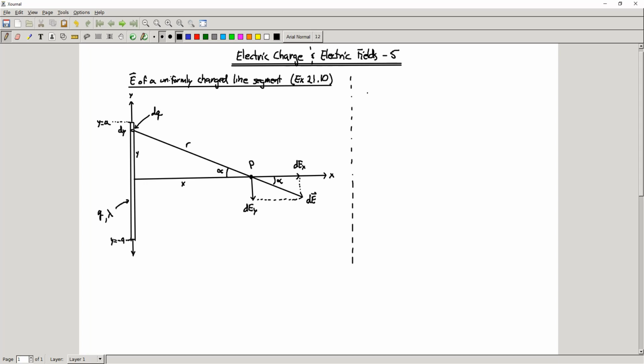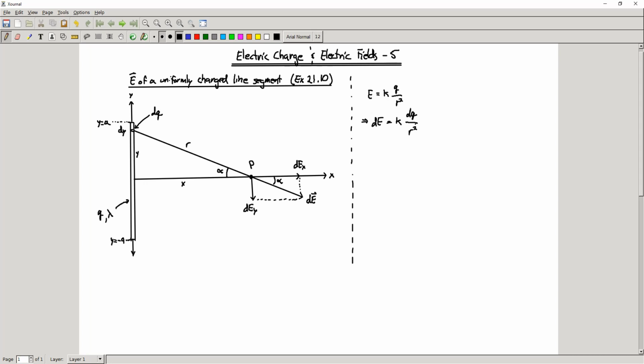So we know that we can write the magnitude of the electric field, at least, as kq over r squared, right? And this is for some point charge. But if we're breaking this thing up into a ton of little infinitesimal point charges, then we can write that this infinitesimal contribution to our electric field, dE, is going to be equal to k times some infinitesimal chunk of charge, dq, over some r squared.